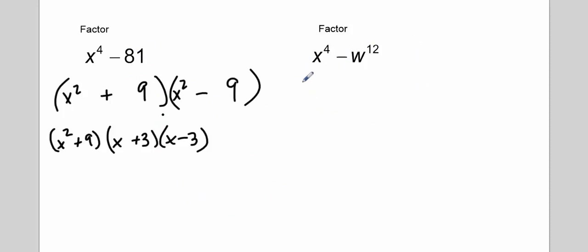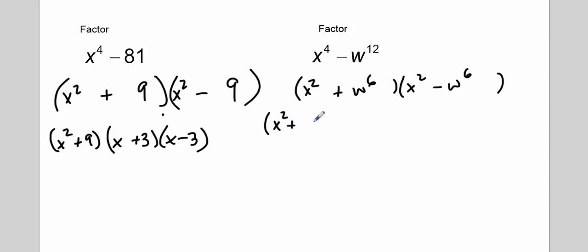Likewise, this term is a little more complicated. What multiplied by itself is x to the fourth? We just did that, x squared and x squared. Now you have to think to yourself, what multiplied by itself gets you w to the 12th? Well, in thinking about it, that's w to the sixth and negative w to the sixth. And we look at this and say, well, that's not a sum of squares or difference of squares. We leave it the same.